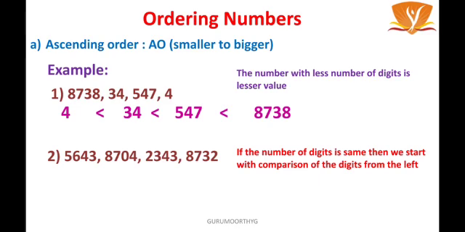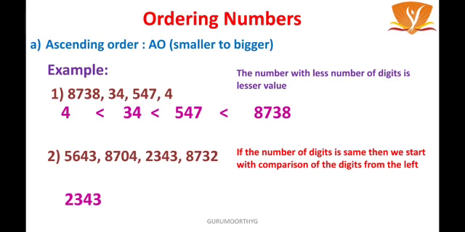The first number's thousands place is 5, so it becomes 5000. The second number's thousands place is 8, so it becomes 8000. The third number's thousands place is 2, so 2000. The fourth number's thousands place is 8, so 8000. The smallest number is 2000, so we select 2343. Next we compare the remaining 3 numbers. Here the first number's thousands place is 5, and the second and fourth numbers' thousands place is 8.